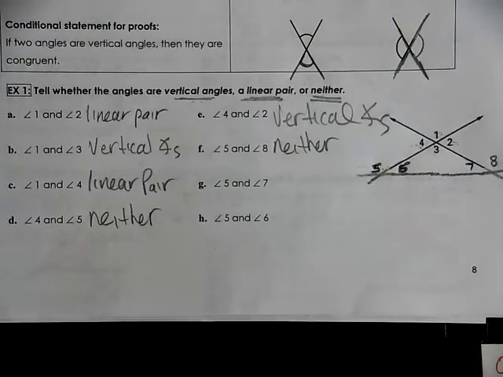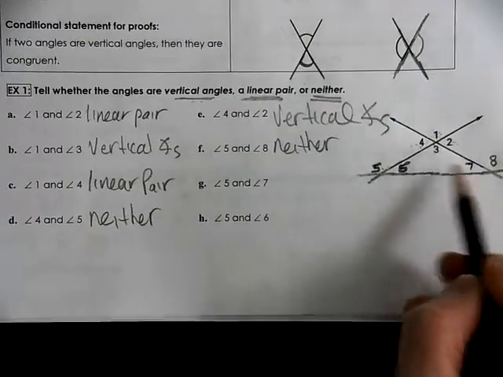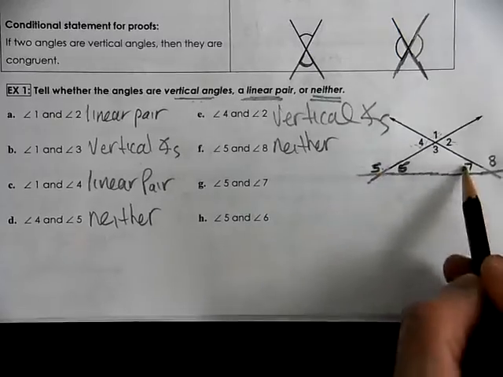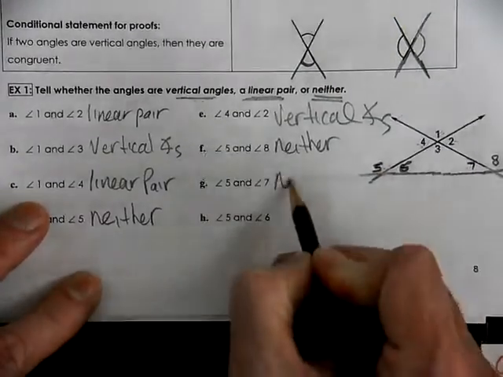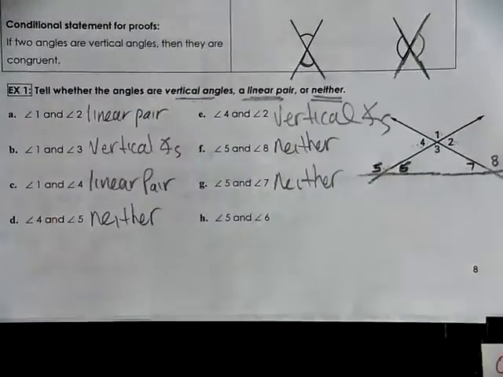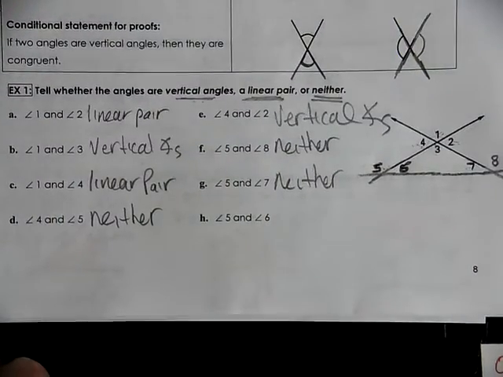How about 5 and 7? So that's neither. 5 and 7 have different vertices.